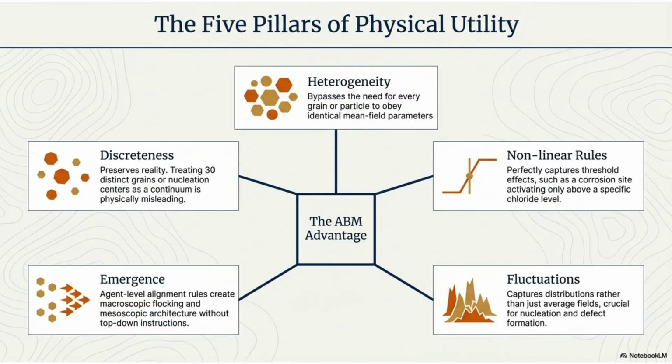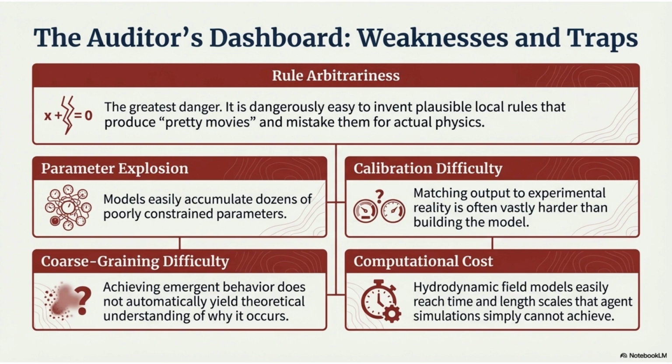The ABM advantage rests on 5 pillars of physical utility: heterogeneity, discrete reality, nonlinear rules, emergence from local interactions, and capturing fluctuations in distributions. However, ABM has weaknesses. Rule arbitrariness is a major danger, where plausible local rules might not represent actual physics. Other traps include parameter explosion, difficulty in calibrating models to experimental reality, coarse graining difficulty, and high computational cost.